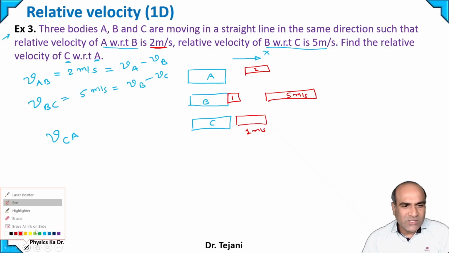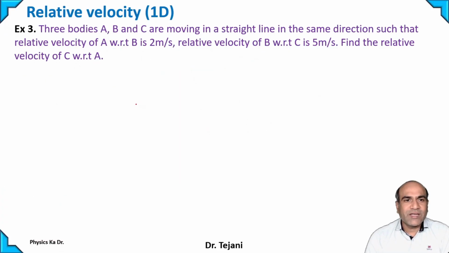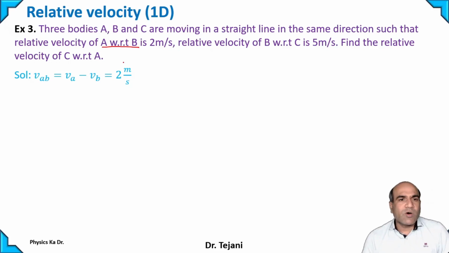So let's solve. Let's erase this all again. So here it is given. First, VAB is given. You can use small a or capital A, both are equal. So VAB is equal to VA minus VB is equal to 2 meter per second.